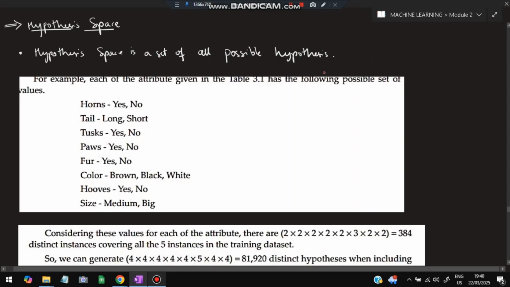the next topic is the hypothesis space. Okay, hypothesis space is the set of all possible hypotheses. As I discussed in the previous one, the hypothesis will include some specific value or all the values or none of the values, right?